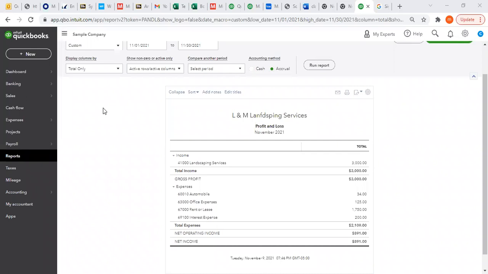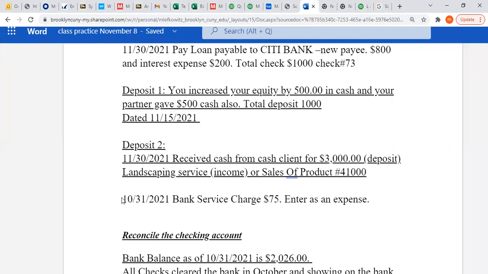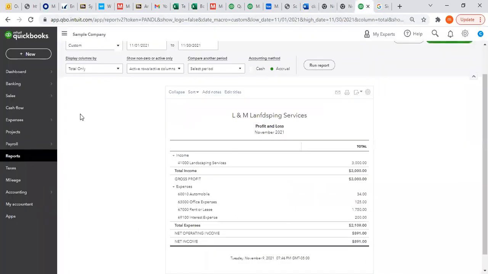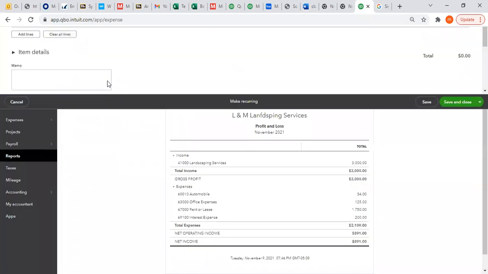Okay, so basically what you still want to practice is bank reconciliation, which is on the paper. Very simple. You need to do 1031 bank service charge of $75. And I gave instructions, enter as an expense. So it's easy. Go right now and create an expense. So you do expense. Be careful with the date I gave.